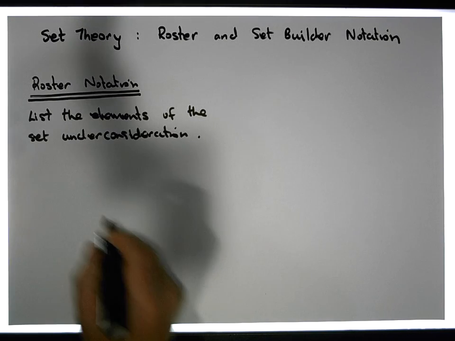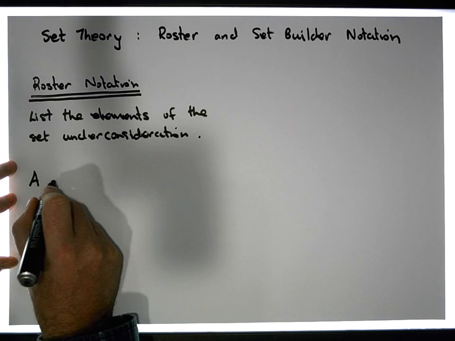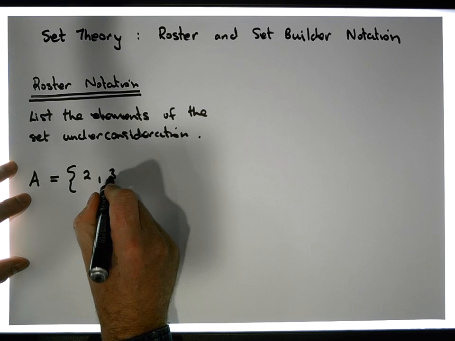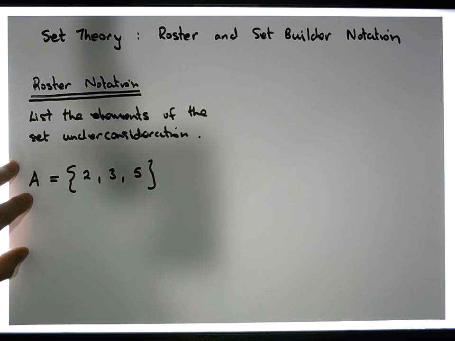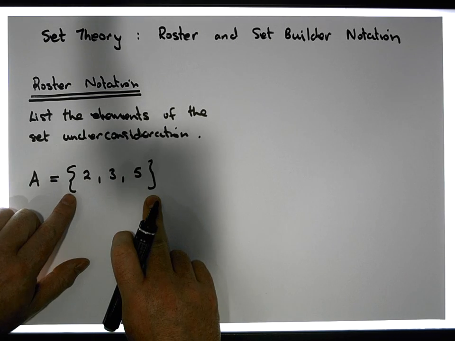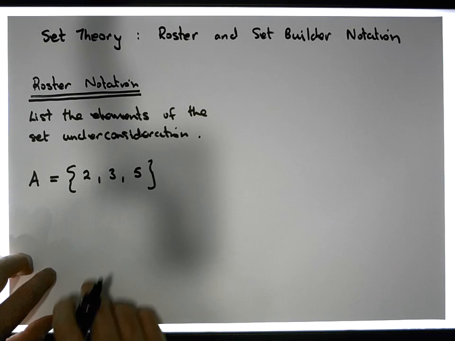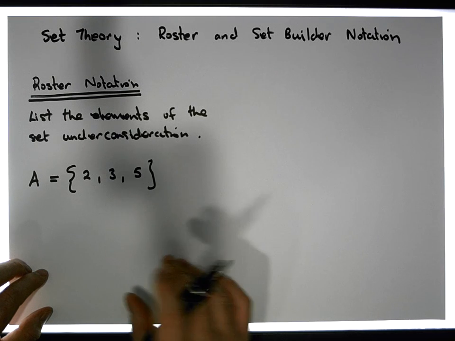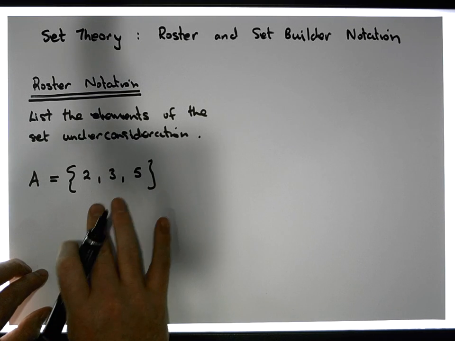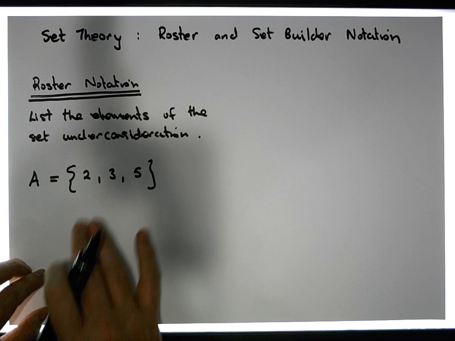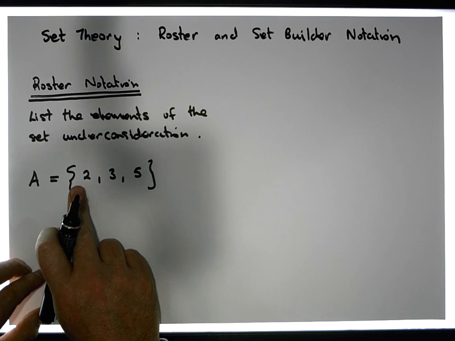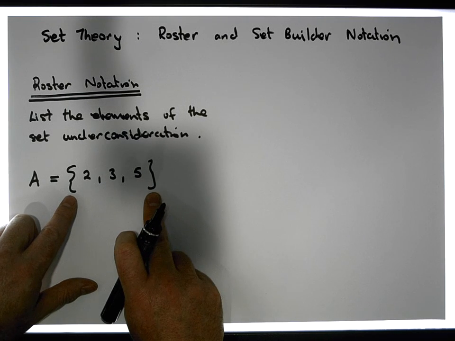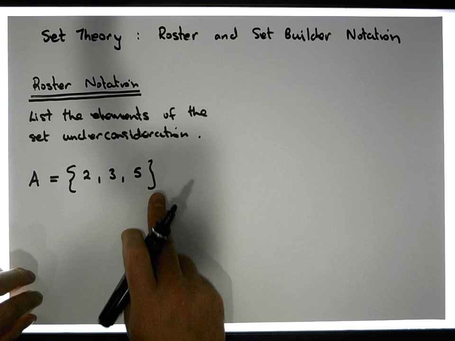For example, I might say that we have a particular set A, and A is the set that contains the elements 2, 3, and 5. This is a finite set, in the sense that there's a finite number of elements in it. The cardinality of this set is 3, so it has size 3. We've just listed the elements of the set between two curly braces, and this is what's known as roster notation.